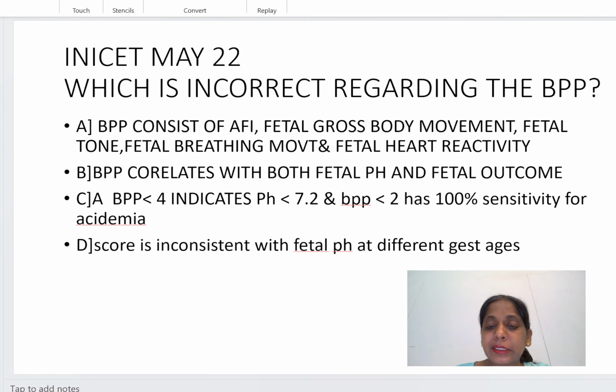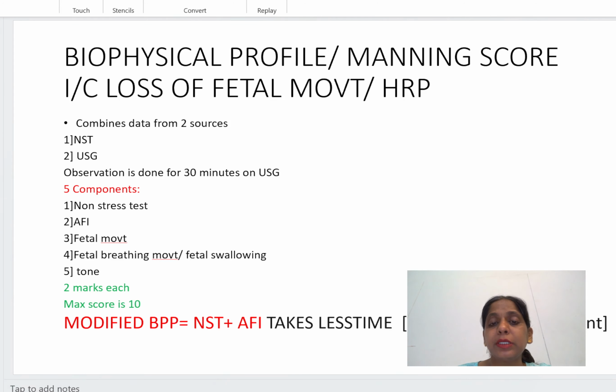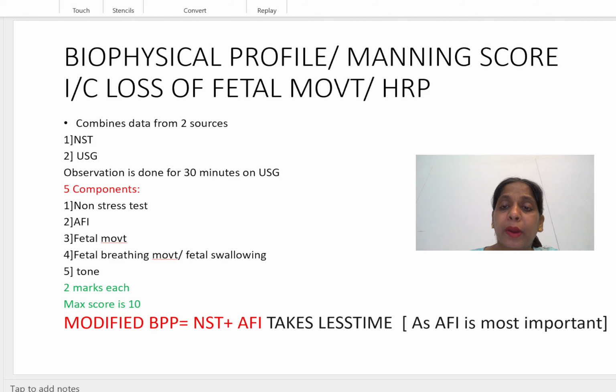Okay, so let's study this biophysical profile in detail. One more question from CT May 22. It was on the modified biophysical profile. What is modified biophysical profile? Option A is correct. It is AFI plus NST. I know all of you know this, as you all know that this is very important. So let's study biophysical profile in detail as required by the examiners.